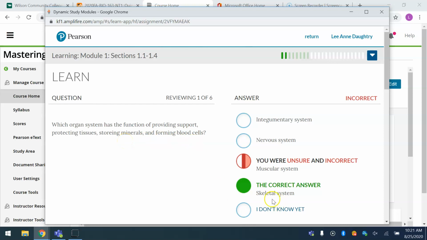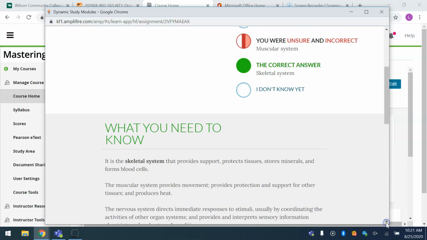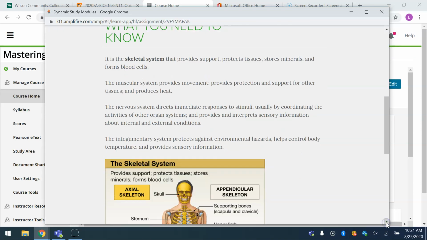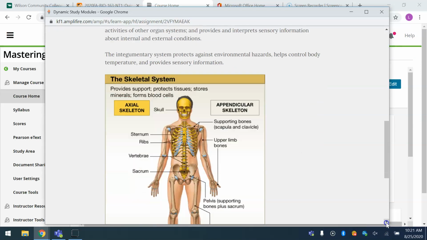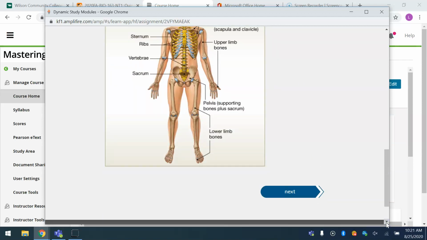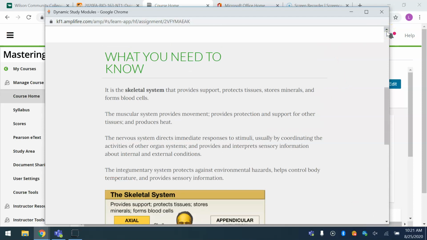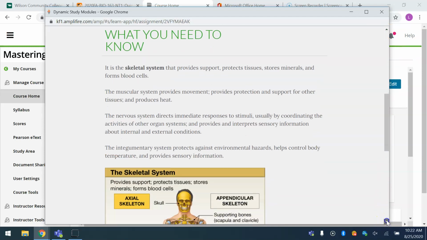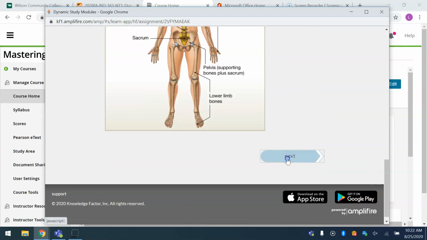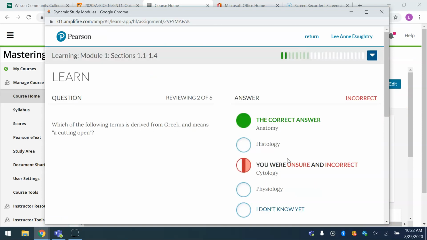Which organ system has the function of providing support, protecting tissues, storing minerals, and forming blood cells? And the correct answer is the skeletal system. But watch this. What you need to know. And it reviews you only on the portion of the chapter that gives you that information that you need to know. So you do that, and then you go to next. So it's giving you a pretest, and then it's reviewing you on topics that you need to review, and you're skipping the parts that you don't need to review. So it's a little bit of a time saver.